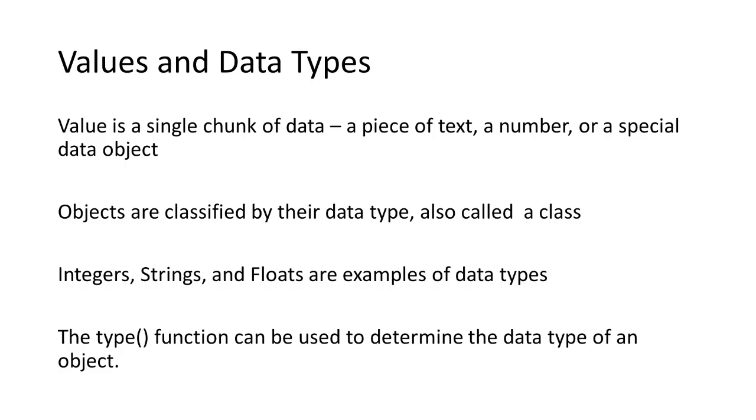The class of an object determines what properties that object has and what behaviors it has, what sorts of functions we can use with it. The type function can be used to determine the data type of an object.